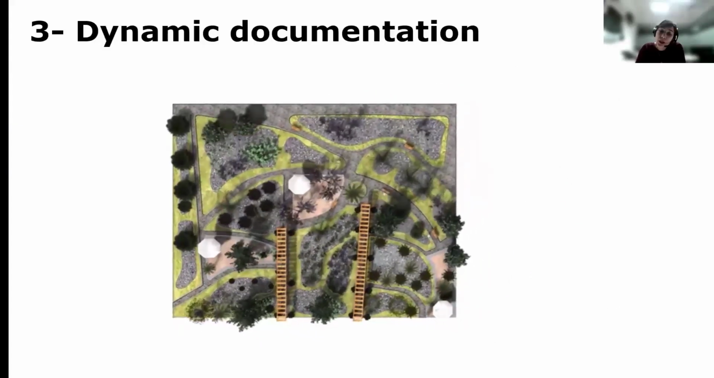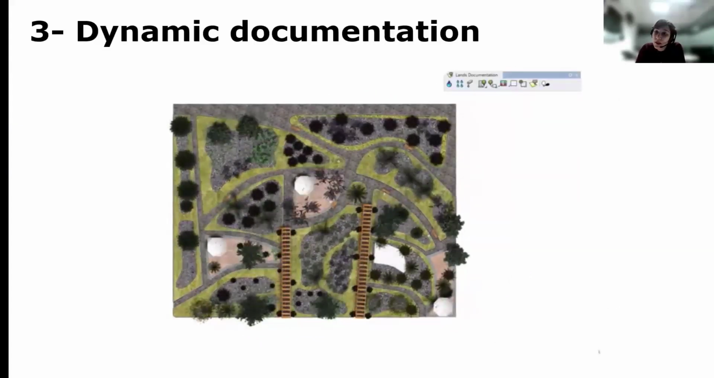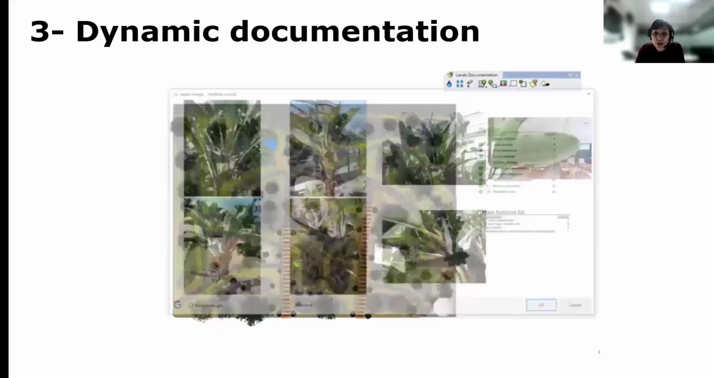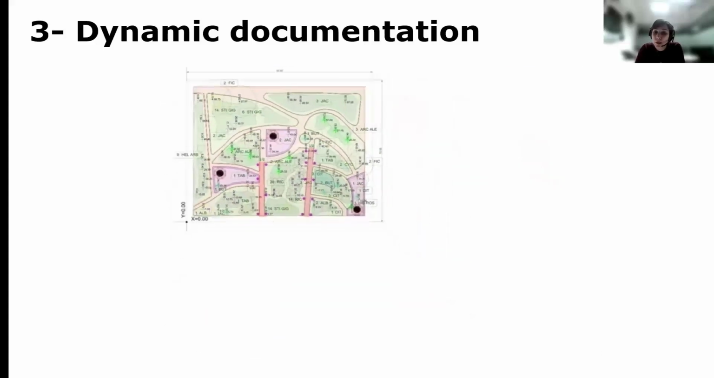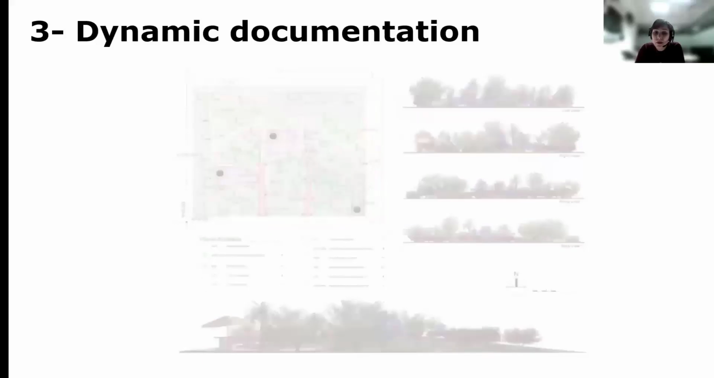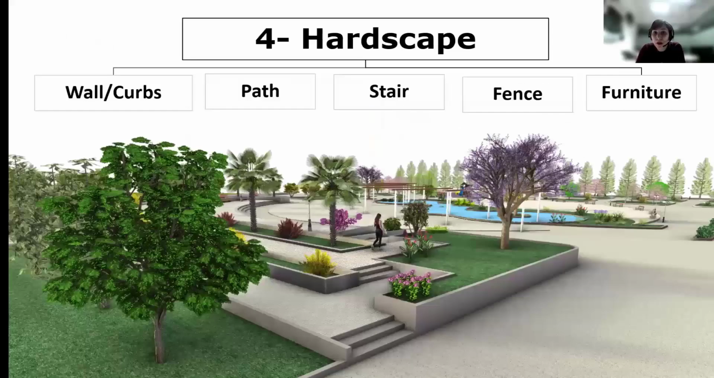We have dynamic documentation tools that help us to insert the list of plants, zones, furniture, earth moving operation, and so on. We have some tools for adding the image of plants, and other tools for creating labels and producing different types of plants and sections, as you see here.